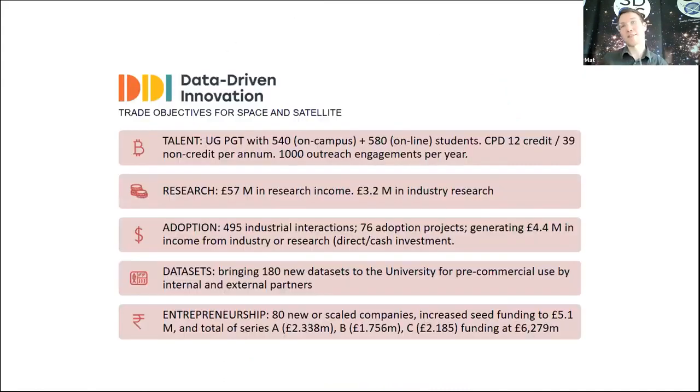There's particular ways in which we want to do that by upskilling lots of people, training our students, as well as CPD, so continual professional development. This is just for space and satellite, by the way. We want to train 1,000. We want to have 1,000 outreach engagements per year. So I'll count all of your heads and add the tally to our number. And we want to train somewhere around 1,000 students.